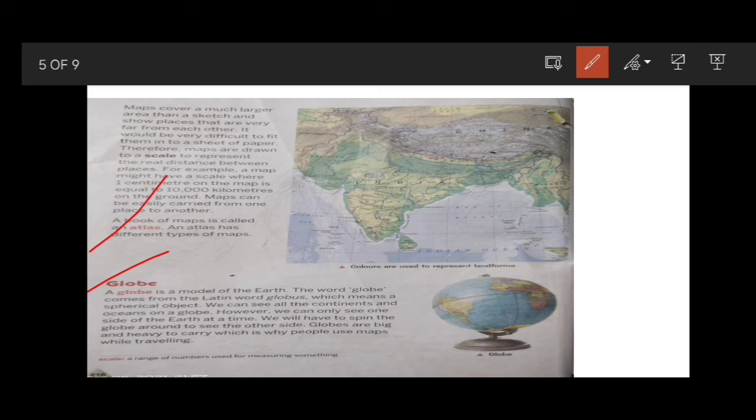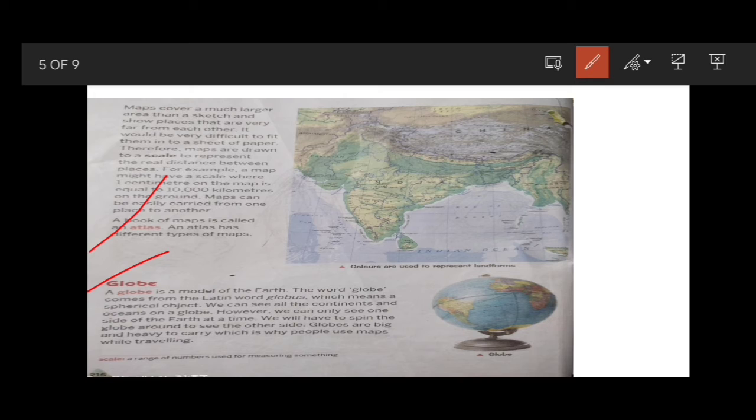Next, globe. A globe is a model of the earth. The word globe comes from the Latin word globus, which means a spherical object. We can see all the continents and oceans on a globe. However, we can only see one side of the earth at a time. We will have to spin the globe around to see the other side. Globes are big and heavy to carry, which is why people use maps while traveling.